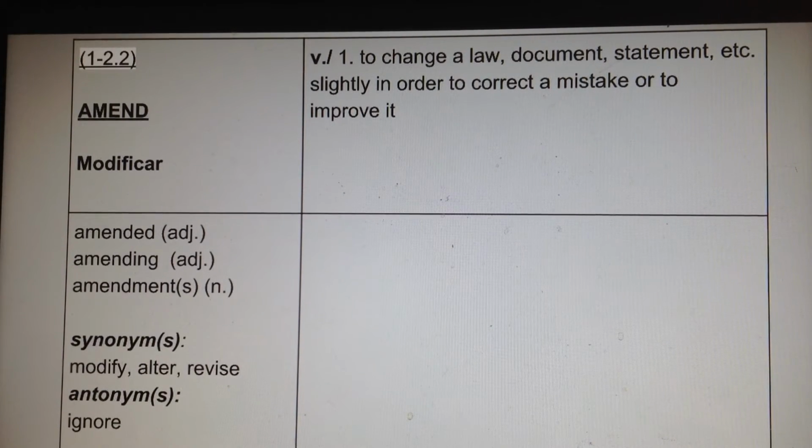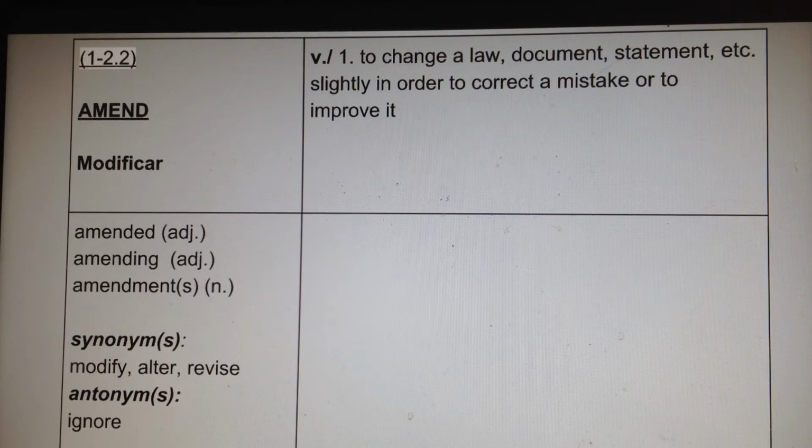So changing, usually it's a statement or document, a lot of times in the legal sense, or official sense, or government papers, okay? When something is changed, but only a little bit. Slightly means just a little bit, and usually just to correct a mistake or to improve it, okay? Sometimes just like a draft, and you're trying to make it into a better draft, okay?